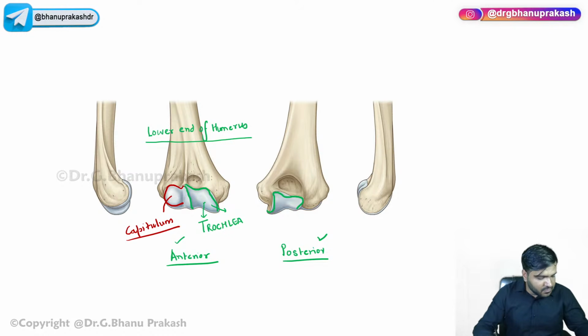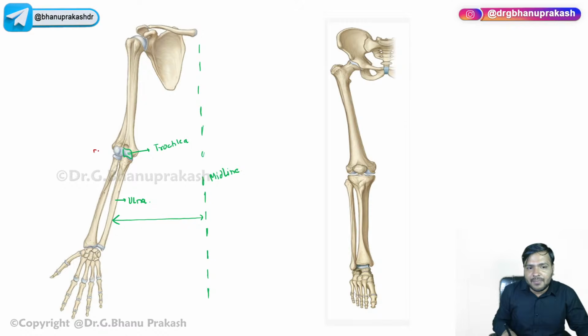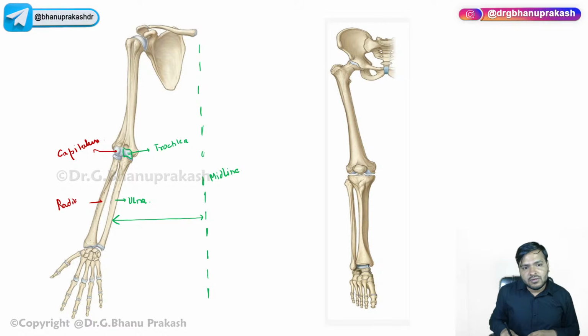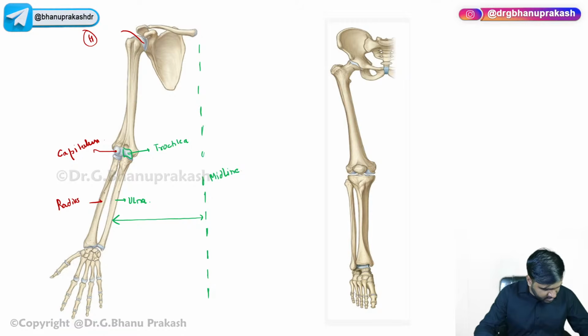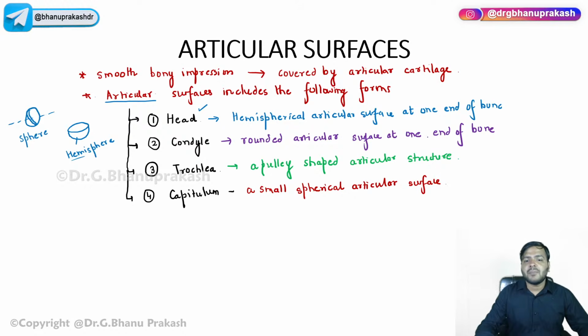Now this capitulum will also form a joint. Can anyone comment in the chat box to which bone the capitulum will join? Again, you can see in the picture, this is the capitulum, and we have already discussed this in general anatomy. Yes, Sabrina, very good. It is the radius bone, guys. You can see that these parts are basically involved in the joint formation, even the head of the humerus. I hope this is clear. So the capitulum is a small spherical articular surface, right?